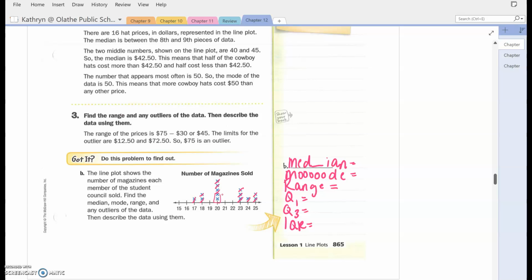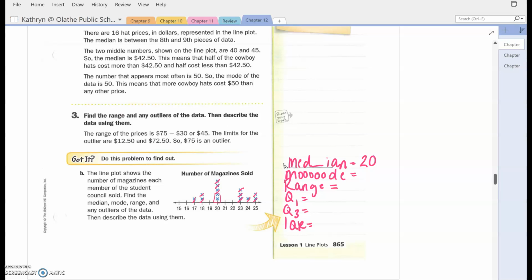Well, remember, if I have 2 numbers that are my median, I'm going to add them together and divide by 2. Well, it's kind of a given when I have 2 numbers that are the same that the median is going to be 20. 20 plus 20 is 40. 40 divided by 2 is 20. So there's really no point of doing it if the number is the same.